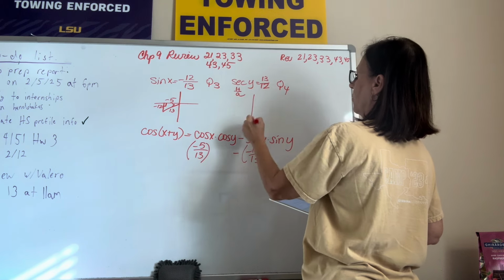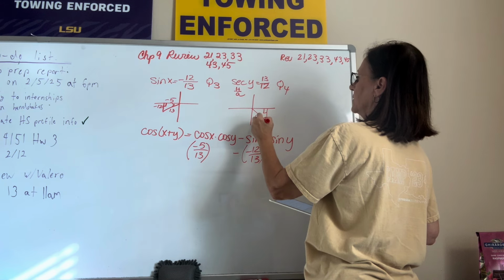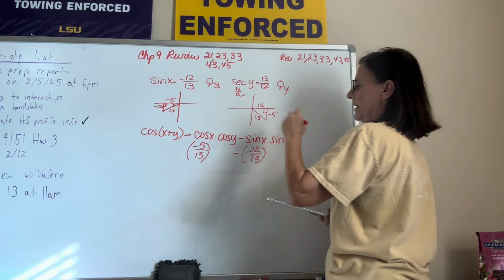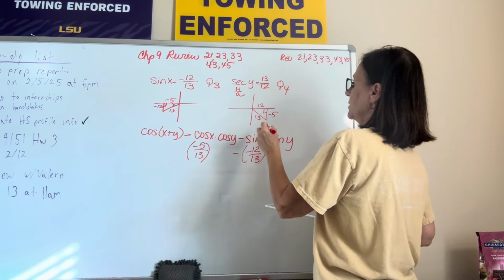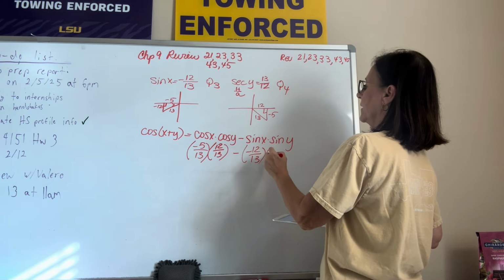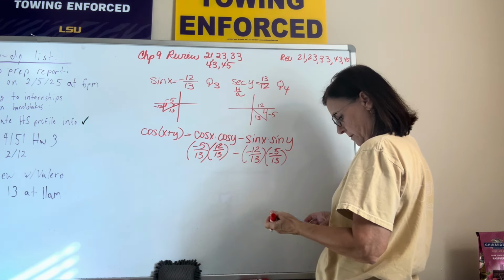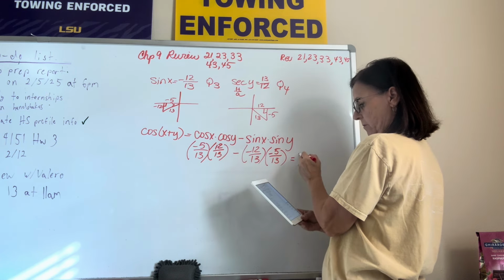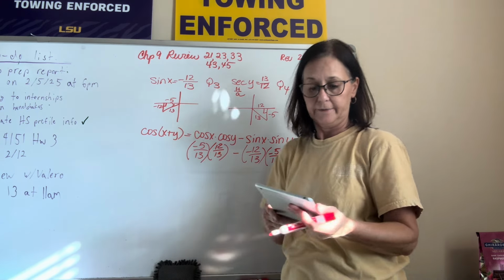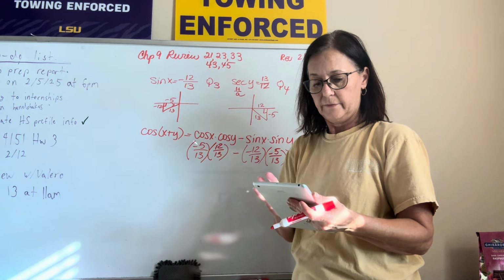Now let's draw y, which is in quadrant 4. We have the hypotenuse over the adjacent. So this is negative 5. All right. So the cosine y is 12/13. The sine y is negative 5/13. When you multiply that out, I'm just going to write the answer, 23. It equals negative 120 over 169. All right, that's number 23. Now we're going to jump to 33 on the next page.